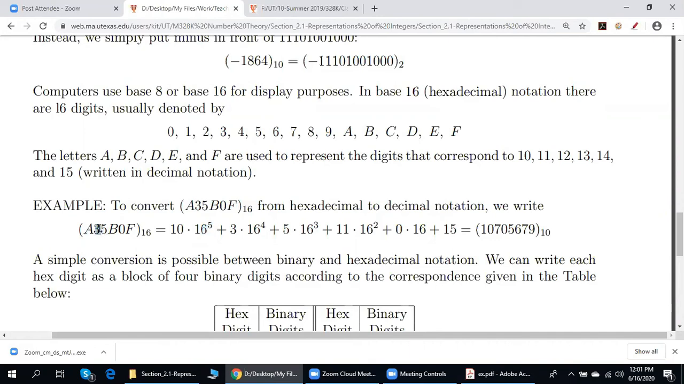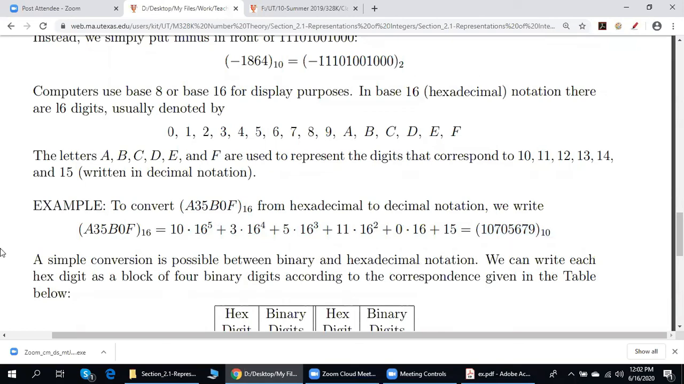Plus 3, which is over here, times 16 to 4th power. Plus 5, which is over here, times 16 cube, plus 11, because here we have B. We replace B by 11, times 16 square, plus 0, plus 15, because F stands for 15. And then we compute the whole thing. We get this number, base 10.